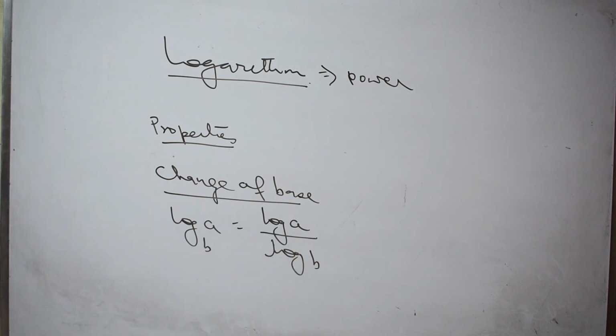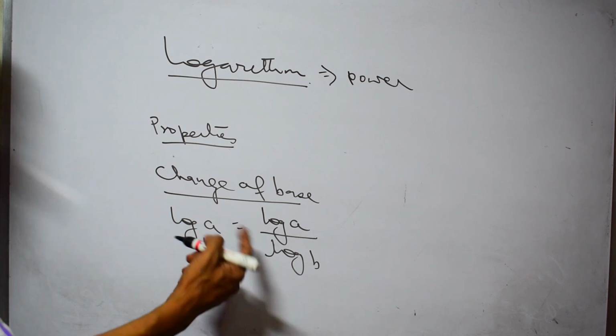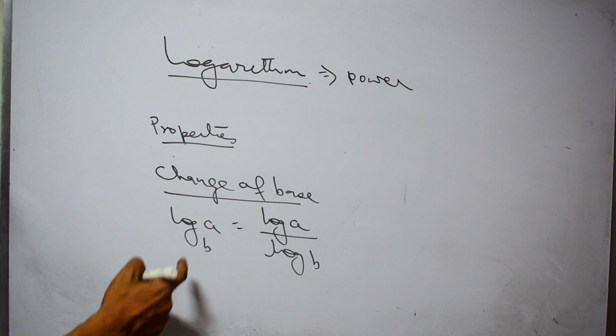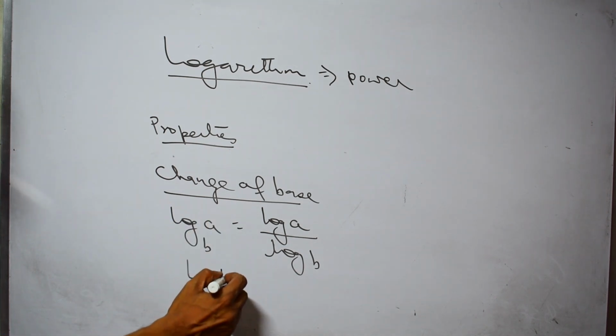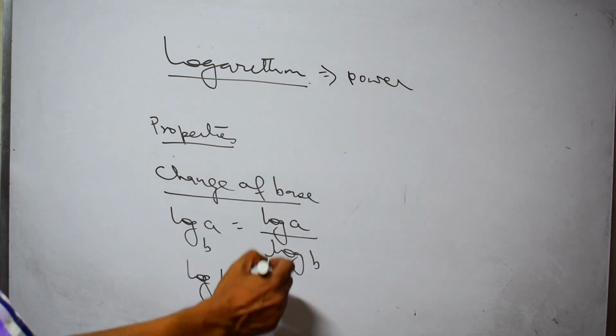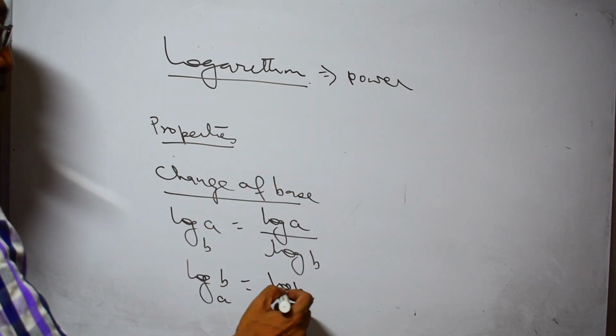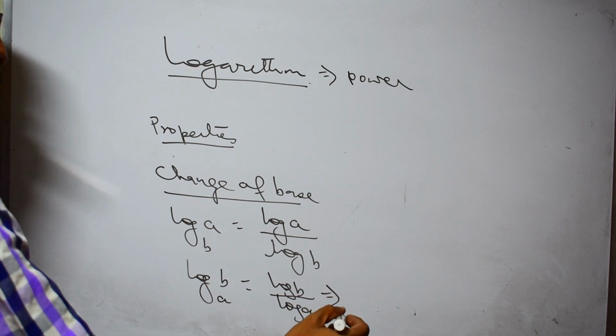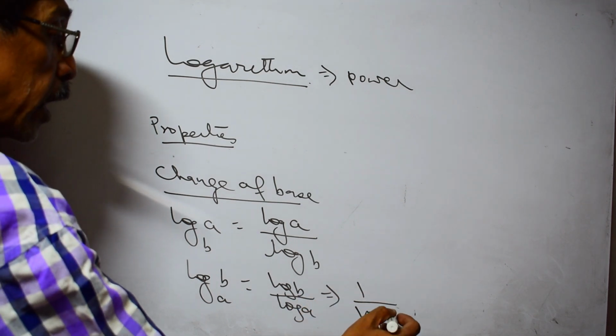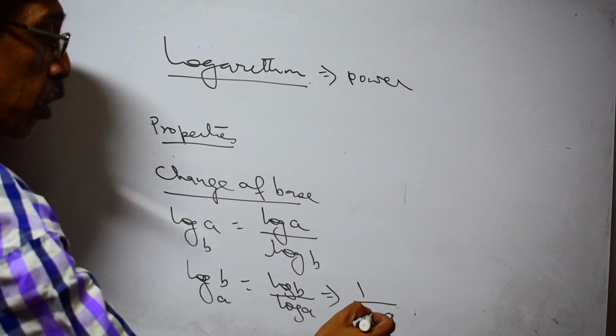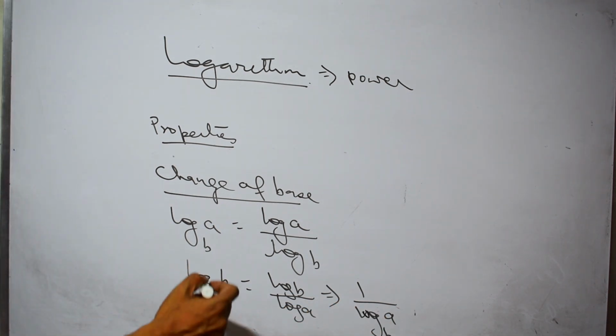So the base will be the same, and we will write log a by log b as log a by b. Here we have a reciprocal concept: if I interchange the numerator and denominator, it will be reversed. That means if I write log b to the base a, it will be log b by log a, which is the reverse of log a to the base b. So if you take the reciprocal of log b to the base a, it will be log a to the base b. This is another important property of log when we need to change the base.